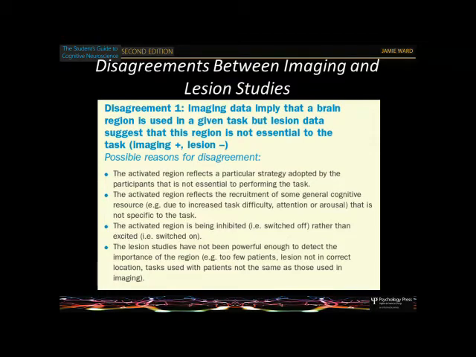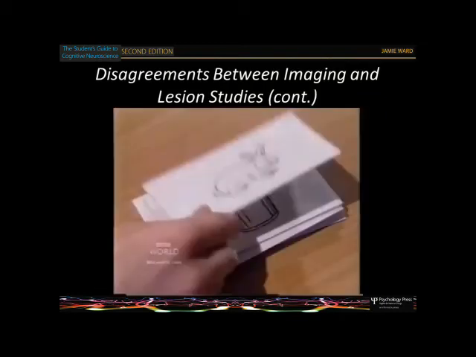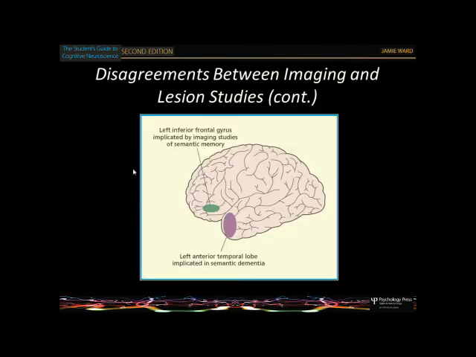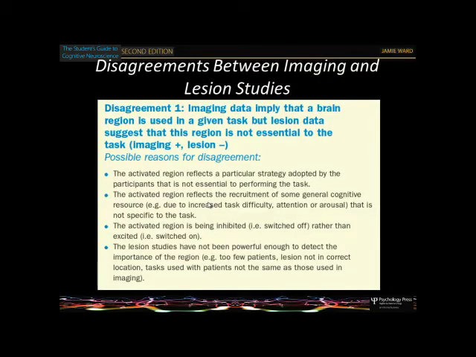And I won't go into all of these. So one disagreement is that imaging data implies that a brain region is used in a given task, but the lesion data suggests that it's not essential. So that's one possibility. It could be that in fact this region is important, but there isn't enough power in the patient studies to detect it.